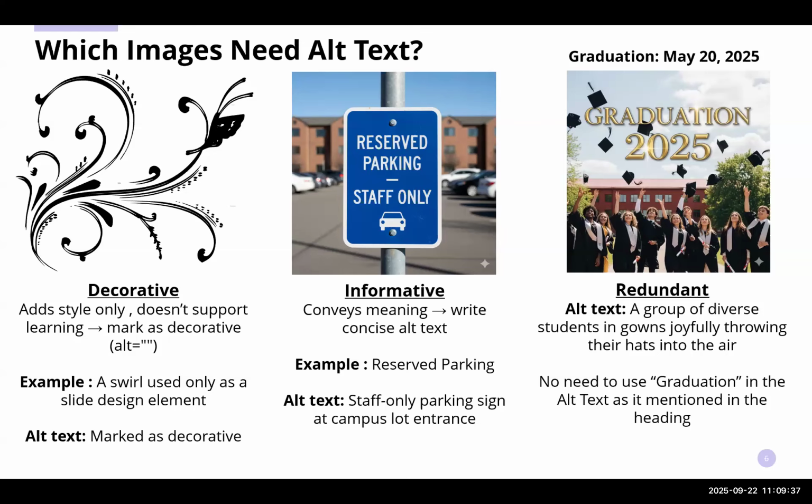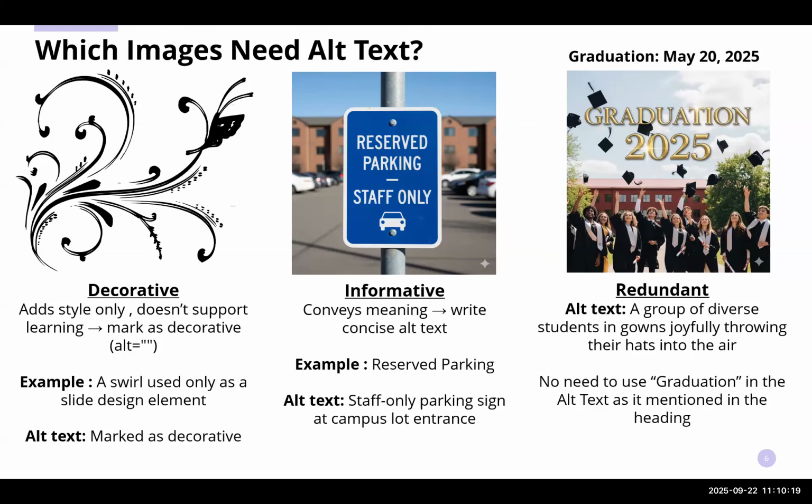Next, we have informative images, which are the most important ones. These do carry meaning and definitely need alt text. Now, look at the image on the screen. If you are using that image on your campus, alt text is definitely important. So you can use something like staff only parking sign at campus lot entrance. It doesn't have to be long or detailed, just clear and concise on the purpose. So it's all about making sure the message of the image is still available to someone who cannot see the image.